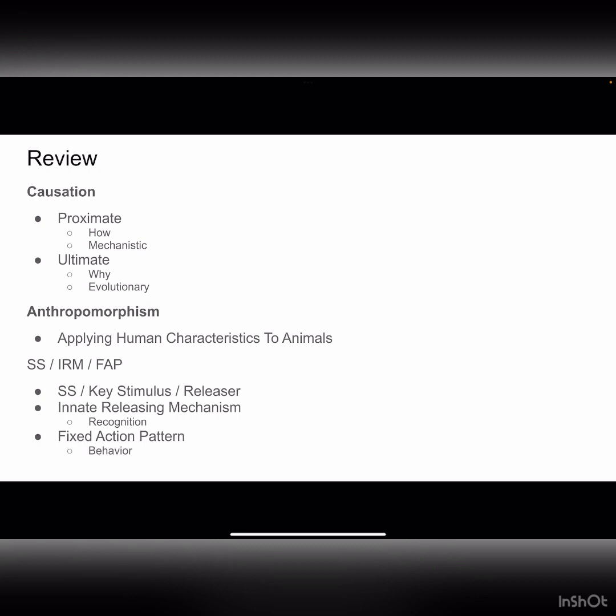We went over quite a few things today. For a little review, there are two types of causation, proximate and ultimate. Proximate causation answers how. It's mechanistic and occurs in an individual's lifetime. On the other hand, ultimate causation answers why. It's evolutionary and occurs over many generations. Anthropomorphism is when human characteristics are assigned to non-human beings. This can be things like traits, behaviors, emotions, and so on.